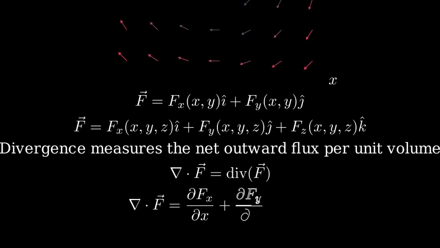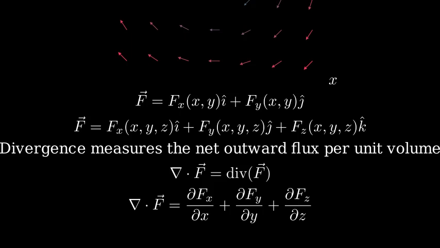In Cartesian coordinates, for a 3-dimensional vector field, the divergence is calculated as the partial derivative of F_x with respect to x, plus the partial derivative of F_y with respect to y, plus the partial derivative of F_z with respect to z. This formula tells us how much the vector field is spreading out at a particular point.